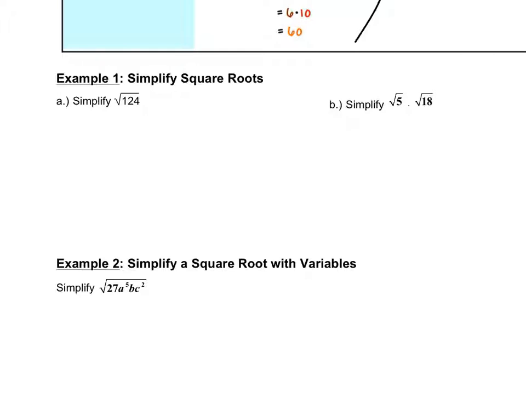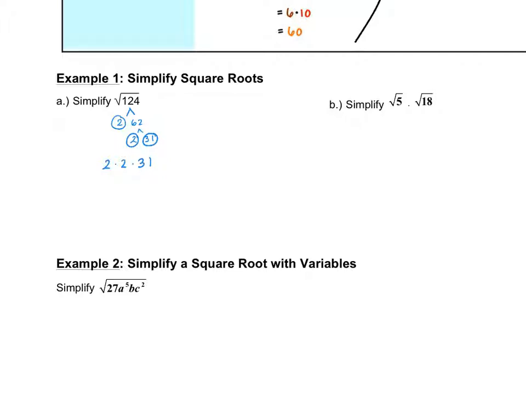Okay, example 1, simplifying square roots now. What we're going to do to simplify square roots is build a factor tree. So we're going to do the factor tree of 124. When in doubt, if it's even, divide by 2. So that would be 2 and 62. Then break down 62. It's even again. So 2 and then it's 31. Now there are my prime numbers, which is 2 times 2 times 31.